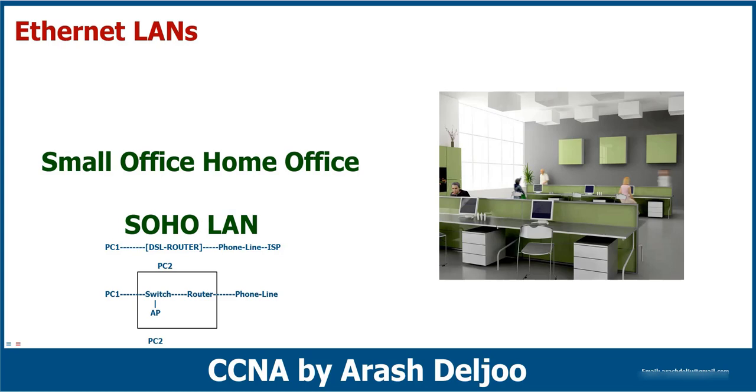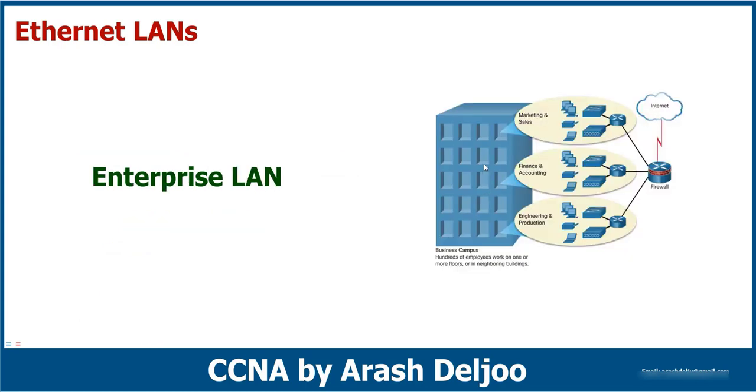I will give you a little more information about the enterprise LAN. This is an enterprise LAN. In this enterprise LAN, you can see that we have a building, for example, with multiple floors. In each floor, we have one organization of our company, for example, marketing and sales is working in this floor, finance and accounting in another floor, and engineering and production, for example, in another floor.